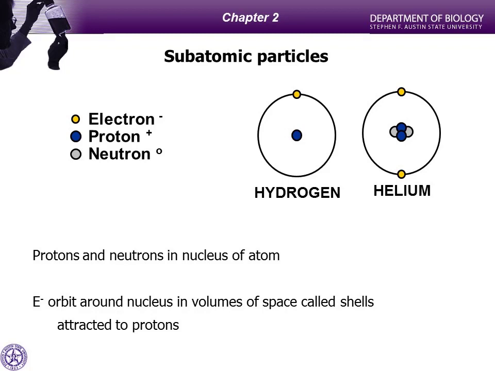Here's helium. Helium has an atomic number of 2. Don't look at the picture. I tell you helium has an atomic number of 2. How many electrons does helium have? 2. See how easy that is? I told you we were going to make this easy.